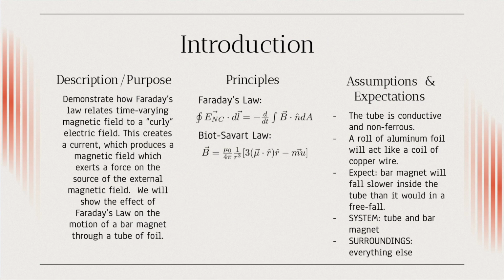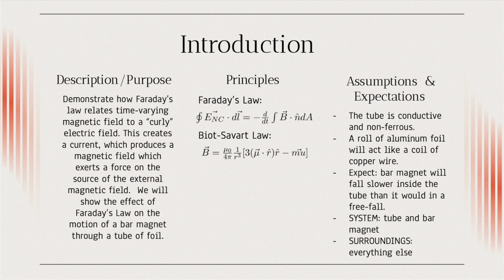So we're going to demonstrate how Faraday's Law relates a time-varying magnetic field to a curly electric field. This creates a current which produces a magnetic field, which exerts a force on the source of the external magnetic field. We will show the effect of Faraday's Law on the motion of a bar magnet through a tube of foil. Two principles we're looking at are Faraday's Law and the Biot-Savart Law.